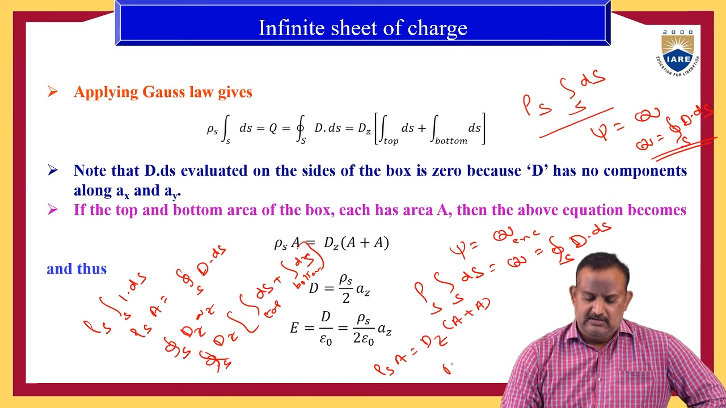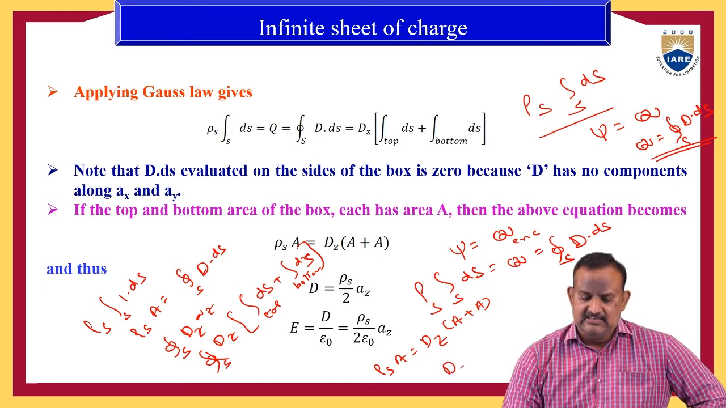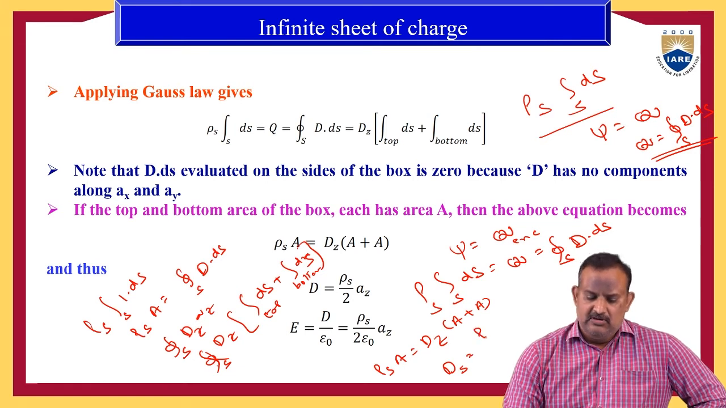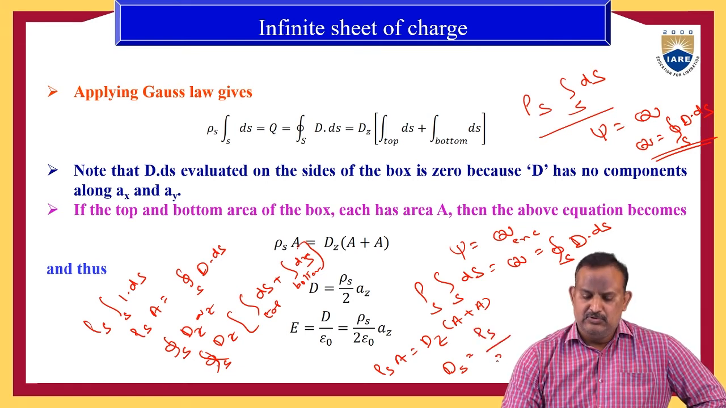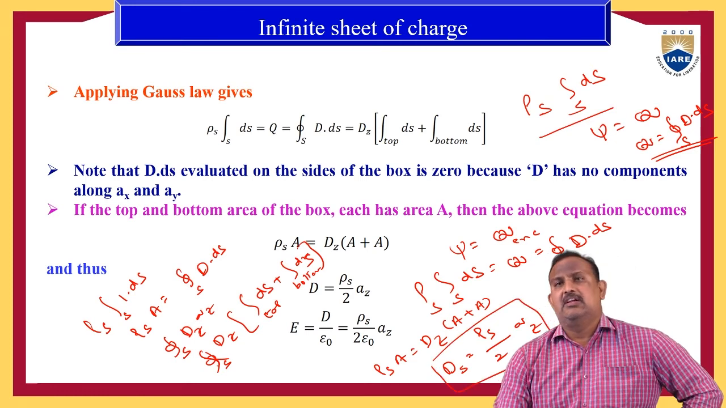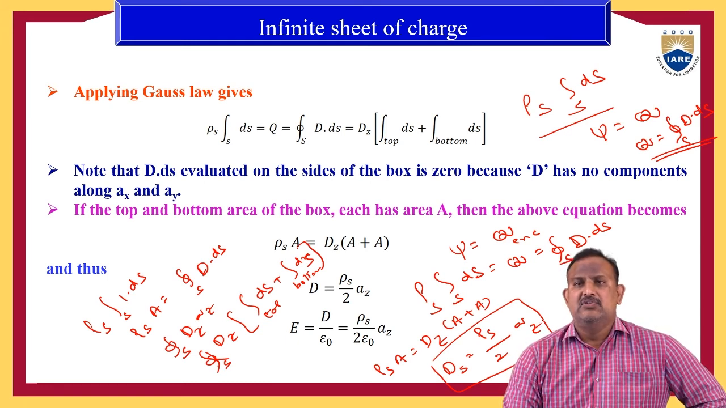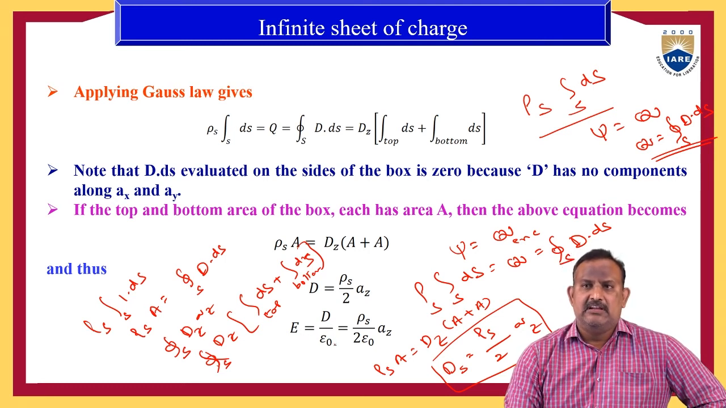Therefore, D is equal to rho s by 2 into az. So this is the electric flux density of an infinite sheet. From this we can find the electric field intensity, because we know that the electric flux density D is equal to epsilon naught into E.